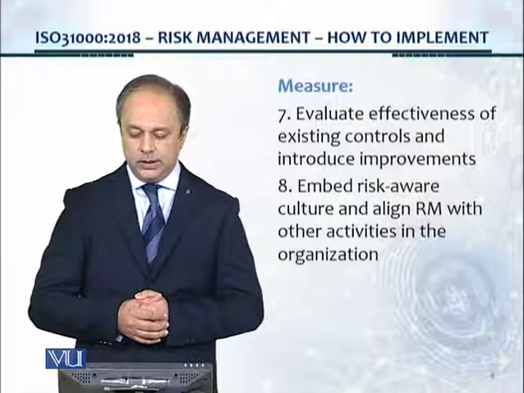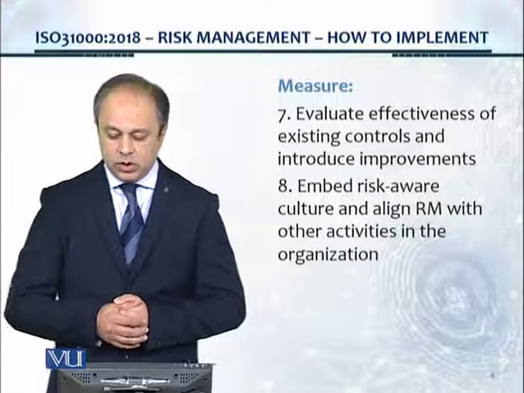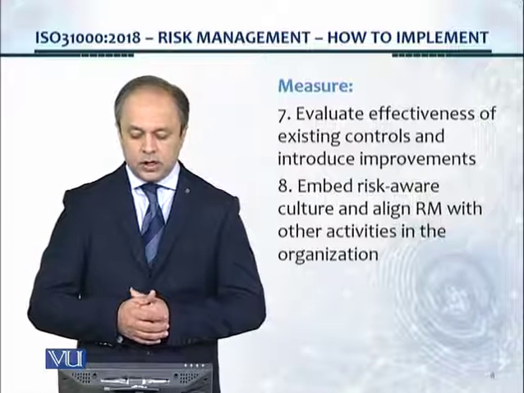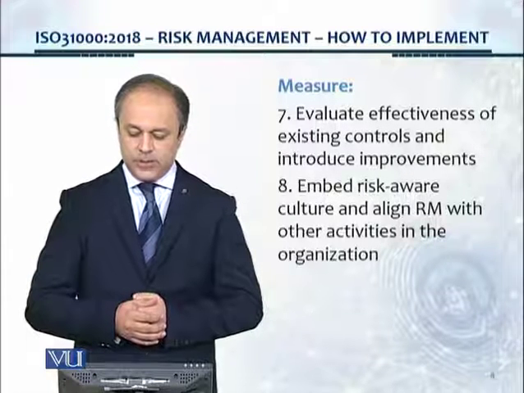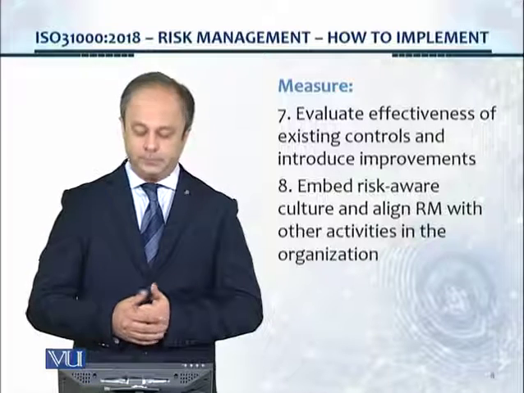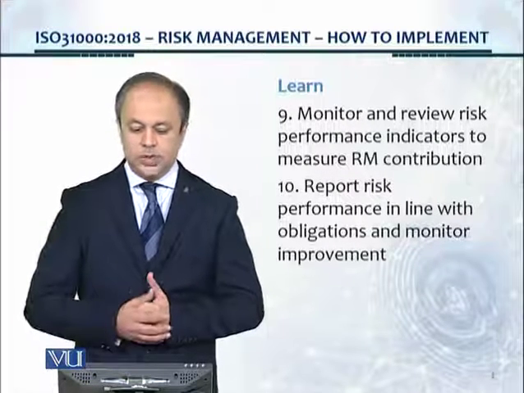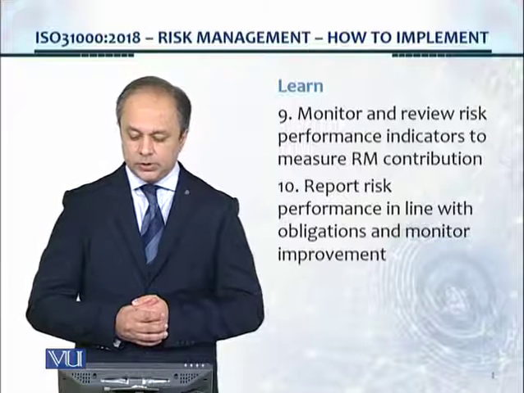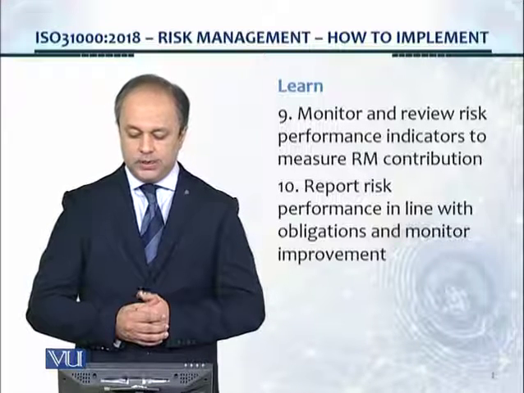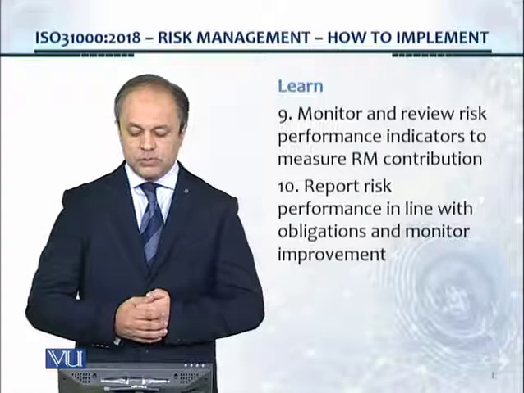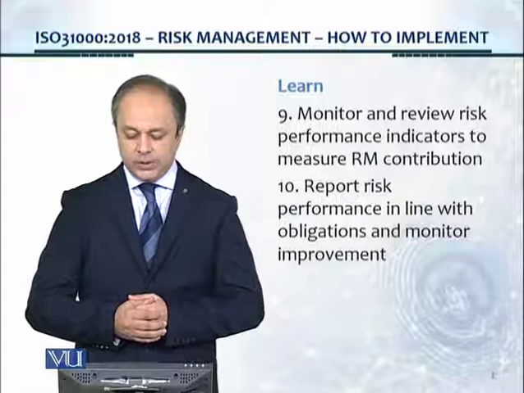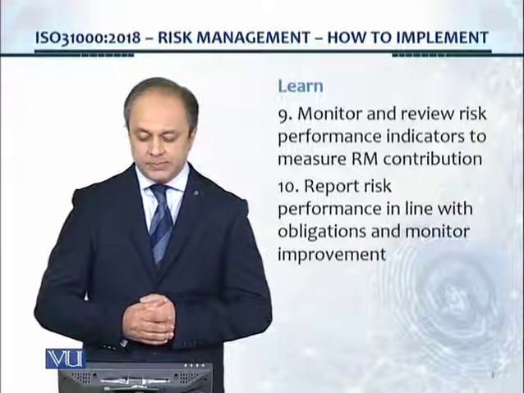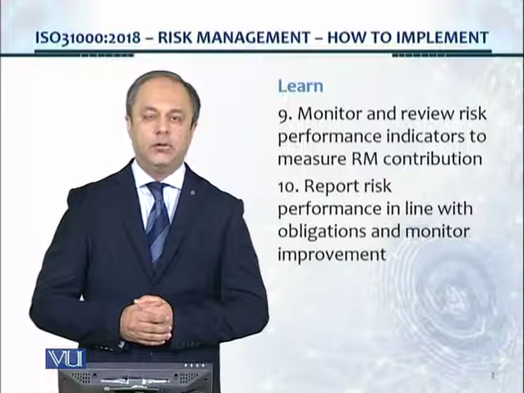Measure, step number 3. Evaluate effectiveness of existing controls and introduce improvements. Embed a risk-aware culture and align risk management with other activities in the organization. Step number 4, learn. Monitor and review risk performance indicators to measure risk management contribution. And number 10, report risk performance in line with obligations and monitor improvement. So these are the 10 steps related to risk management and how to implement them.